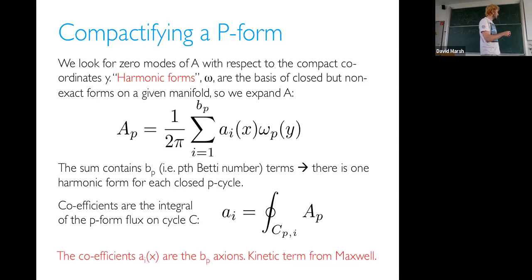The kinetic term for these axions comes from the Maxwell action for the form A_p. So just like the kinetic terms for our moduli came from the Einstein-Hilbert term, the kinetic terms for the axions come from the Maxwell term of these p-form fields.